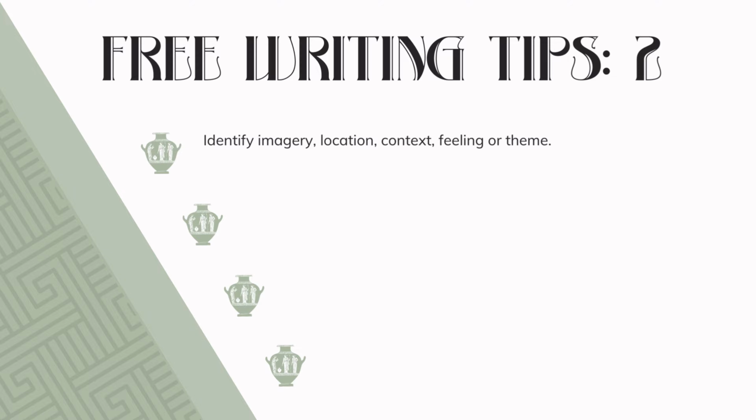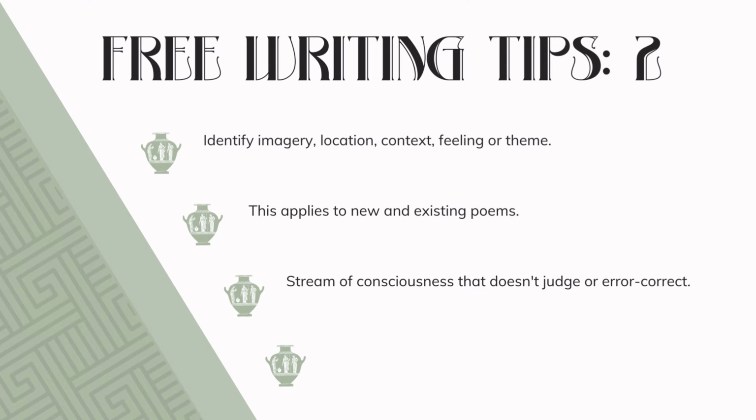From this fragmented soup of chaos, we want to achieve the following in this stage. Identify imagery, location, context, feeling, or theme. This applies to new and existing poems. Stream of consciousness that doesn't judge or error correct. Later on, we arrange, rearrange, and give shape.